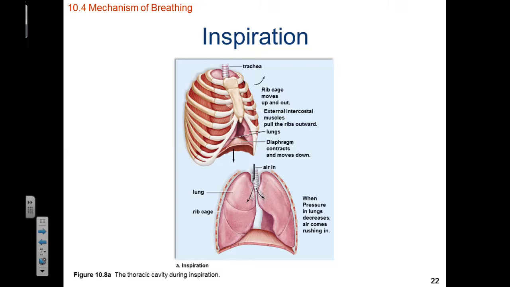So here's a much better looking thoracic cavity. Here you can see the rib cage, excellent photo of the rib cage. You can see the lungs within the rib cage, and when that diaphragm contracts and goes down, that causes the lungs to have more room, they take up more space, and the volume goes up, pressure goes down, and air will rush into the lungs.